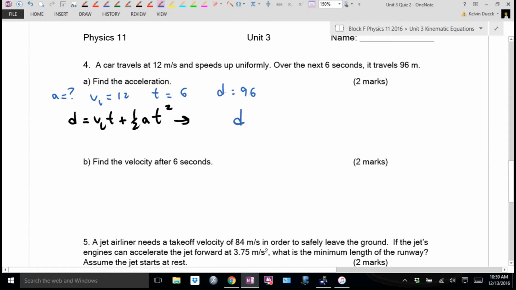D. The 0.5 and the T squared are timesing the A. I'll divide by them later. What's the VIT doing? It's plussing, so I think I'm going to go minus VIT, and then I'll divide that whole thing by 0.5 T squared. That's what A equals. That's about as ugly an equation as you'll see actually all year.